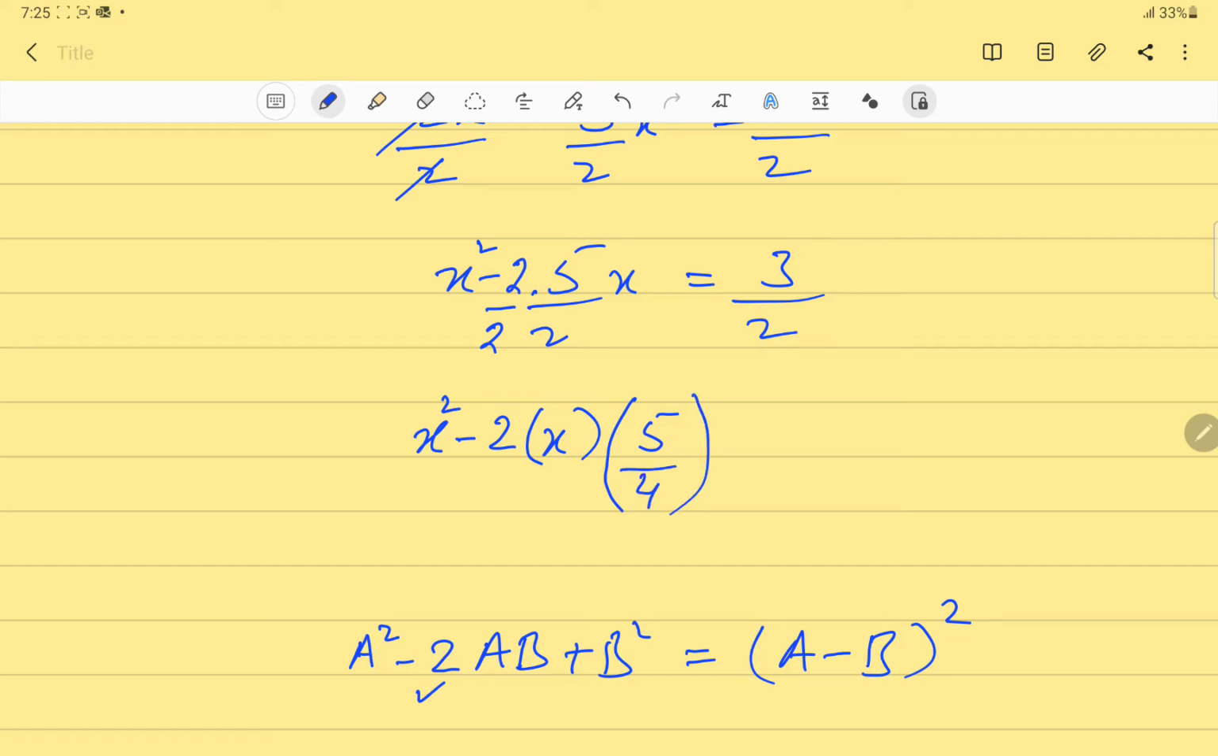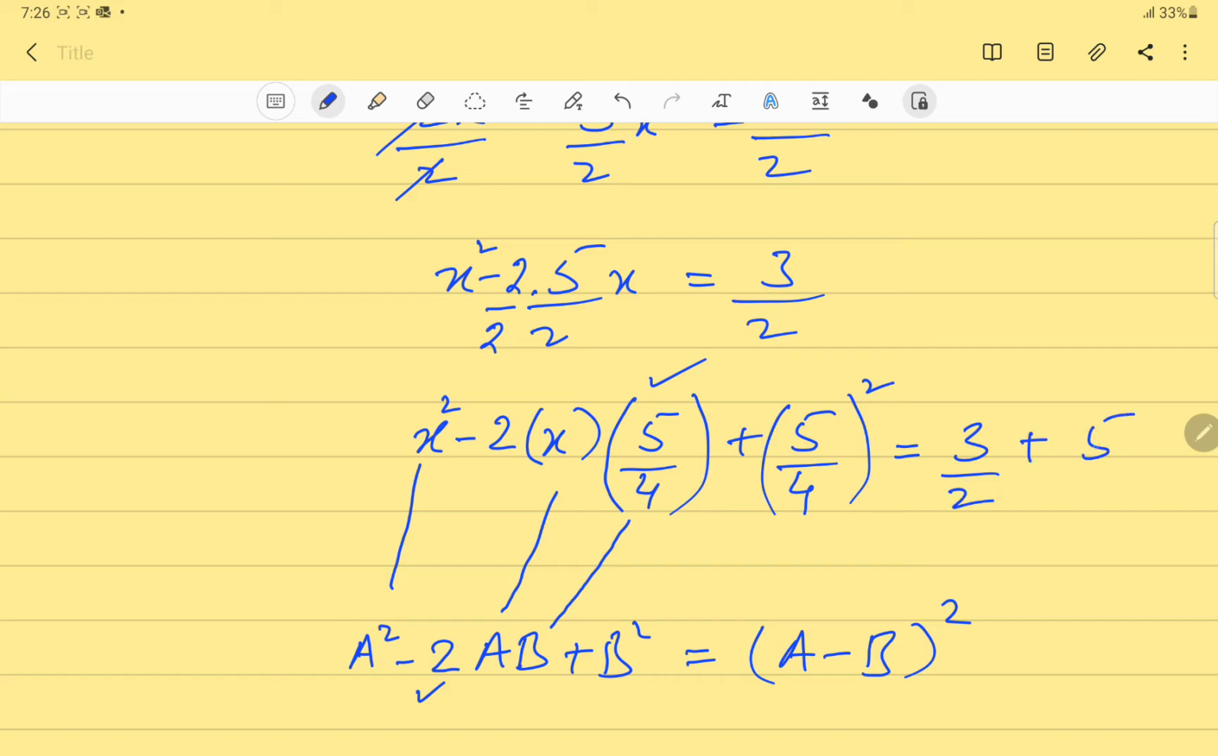Now these are two terms of the square, like this is one term and this is second term, but we need to add the third term also here, which is b². This 5/4 is actually the b part of the formula. So since b is 5/4, b² will be the square of 5/4, which we will add into the left side of the equation to make it a complete square. And since it is an equation, we will add the same on the other side of the equation as well.